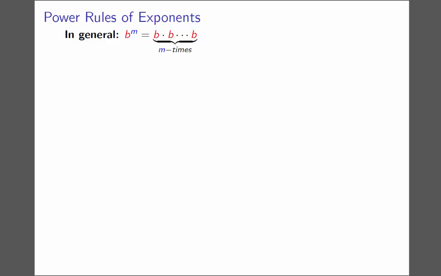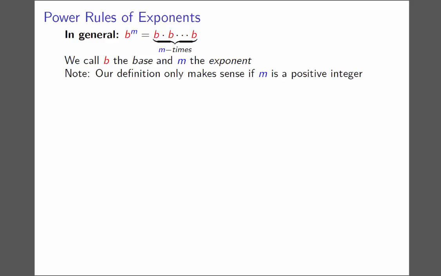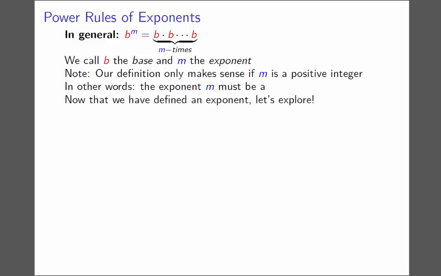In general, what we mean by b to the m is b times b times b, m times. We call b the base and m the exponent. It's worth pointing out that our definition only makes sense if m is a positive integer. In other words, m must be a natural number, 1, 2, 3, 4, and so on. So now that we have defined an exponent, let's explore it.